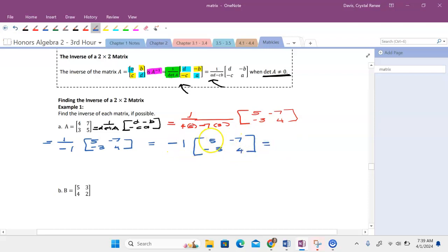And so when I apply the scalar, when I multiply it through, I have -1 times 5, which is -5, and -1 times a -7, which is a +7. I have a -3 times -1, which is a +3, and a 4 times -1, which is a -4. Okay, so this would be my inverse matrix of this.